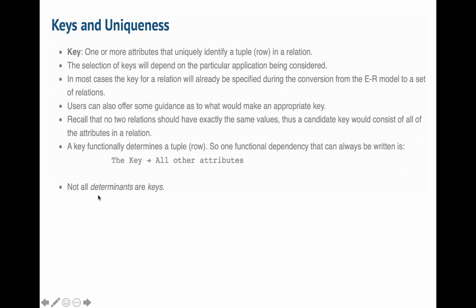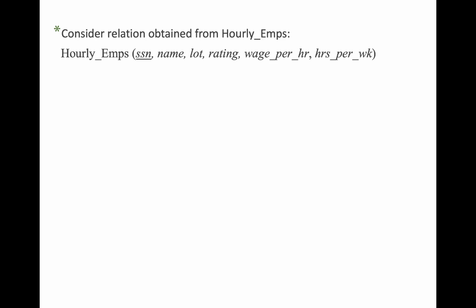However, we will have a problem when not all determinants are keys, which means that we're going to have some attributes that uniquely define other attributes, and those we want to remove and put in a separate table. This is again the idea of normalization. Let's look at some examples here. What do we have here? We have a relation called hourly employees.